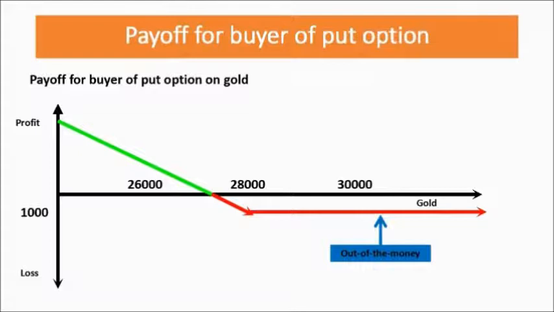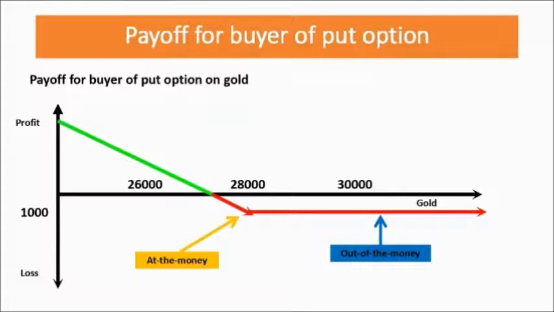So in future the market has dropped down and the current market price has come down to 28,000, which is same as the strike price or the exercise price of this put option, which is 28,000. So in this scenario, when the strike price is equal to spot price, that is a zero cash flow game in which he neither makes a profit or loss. So this is called at the money.